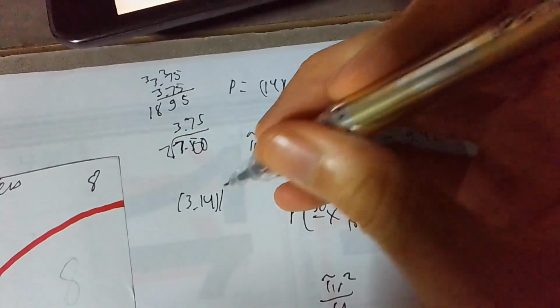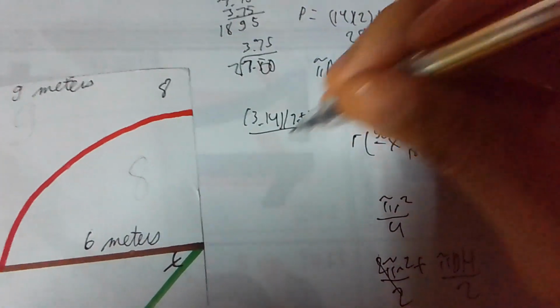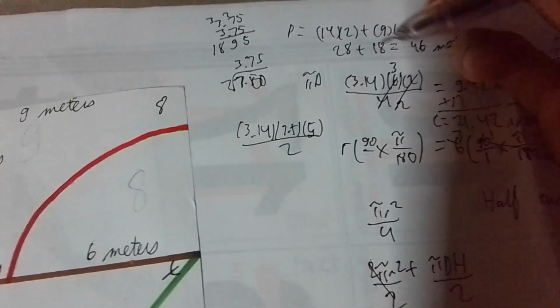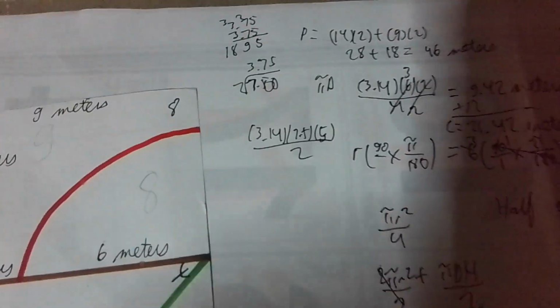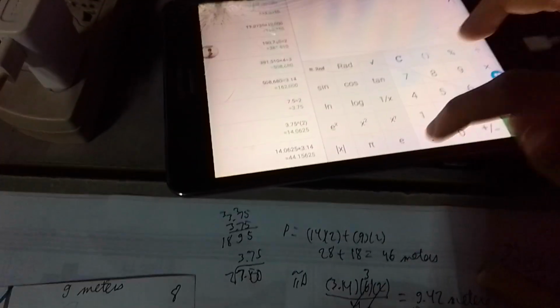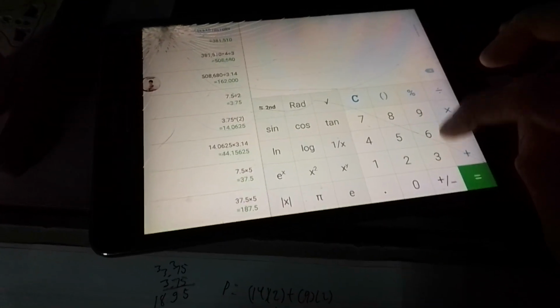3.14, pi, times the diameter. Ano yung diameter? 7.5, di ba? 7.5 times the height, which is 5, and then divide by 2. 7.5 times 5, that should be 15, 30. So, tama, 37.5, di ba? Tama ba? Yan. Tama ba?